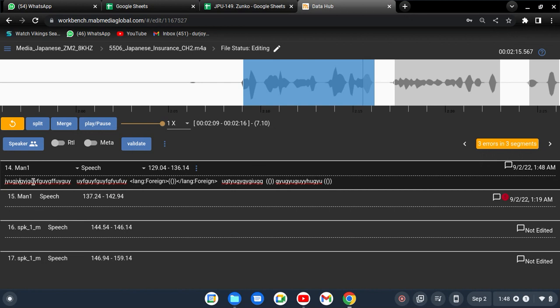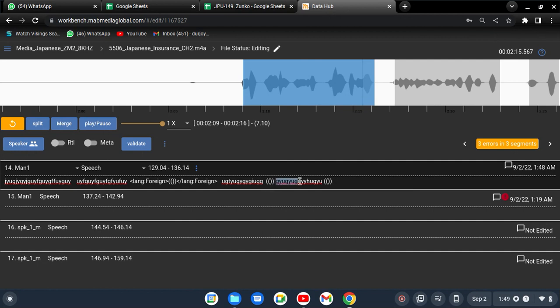Okay, the person said Japanese. The person said a foreign word which the transcriber doesn't understand. That is the reason the transcriber marked that as a double bracket, and the reason the transcriber marked it is that those words are not from the Japanese language. That's the reason the person marked that as a foreign tag. After that the person said Japanese again, but then the speaker said something which is not clear. That's the reason the transcriber marked that place as a double bracket.